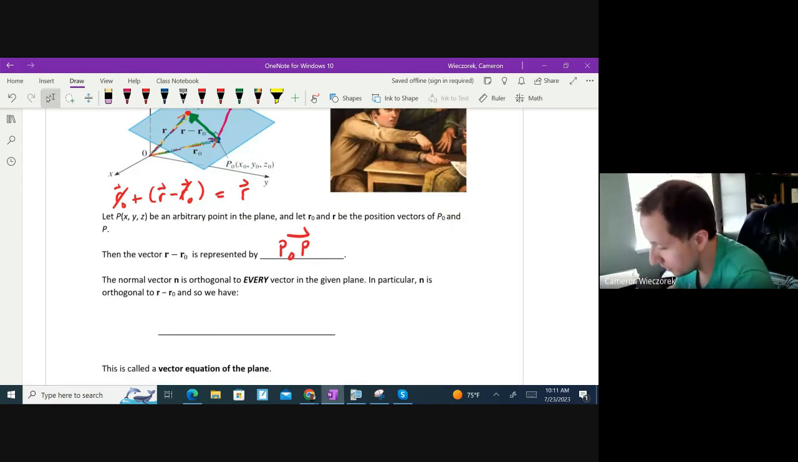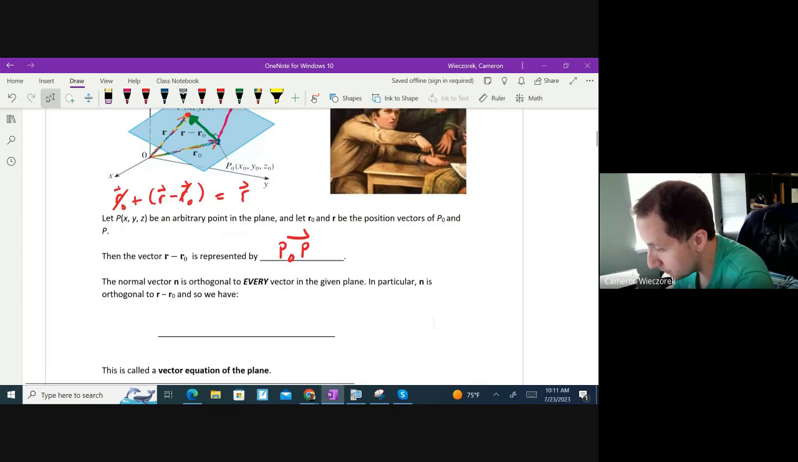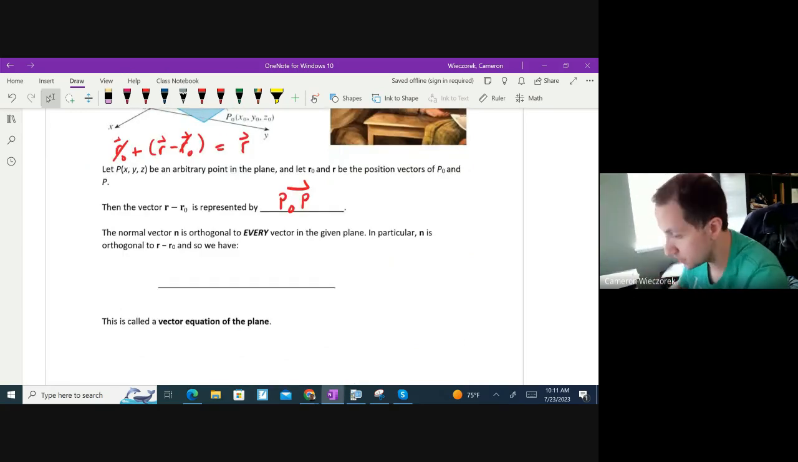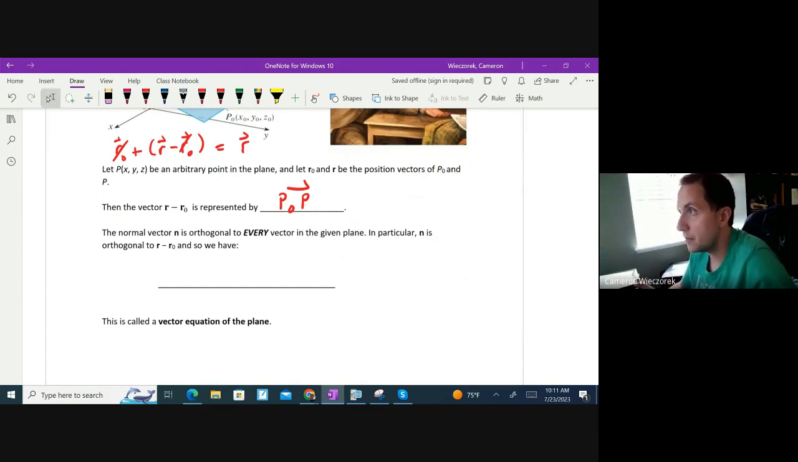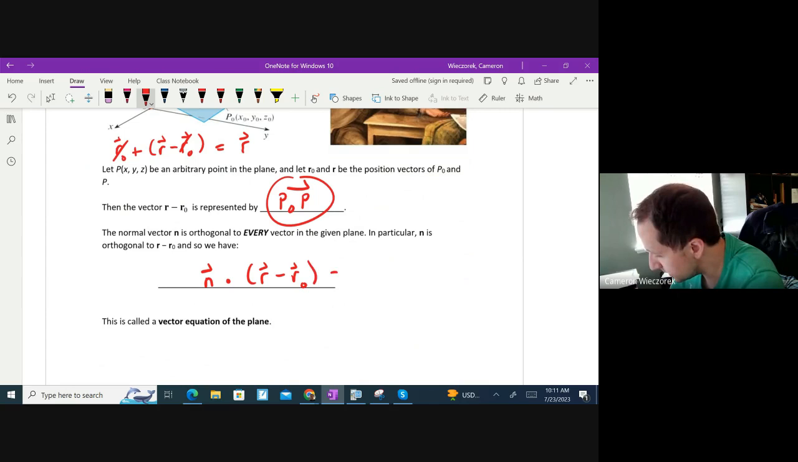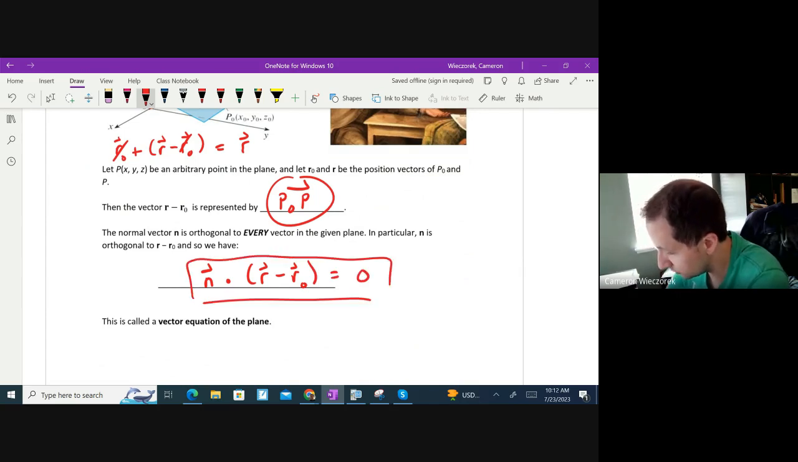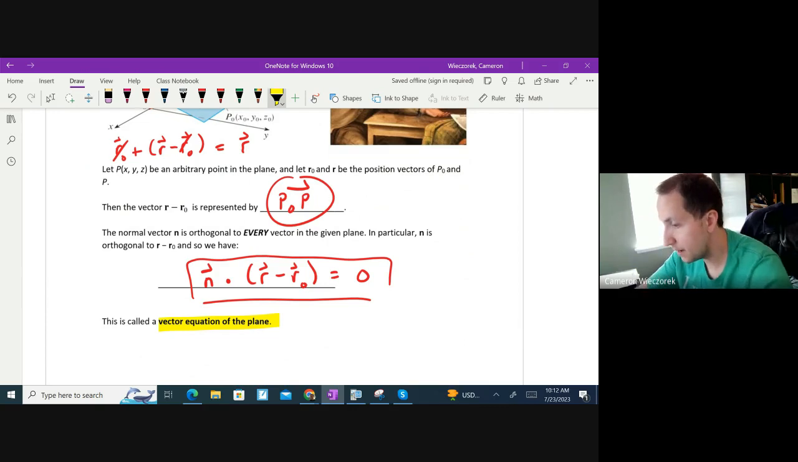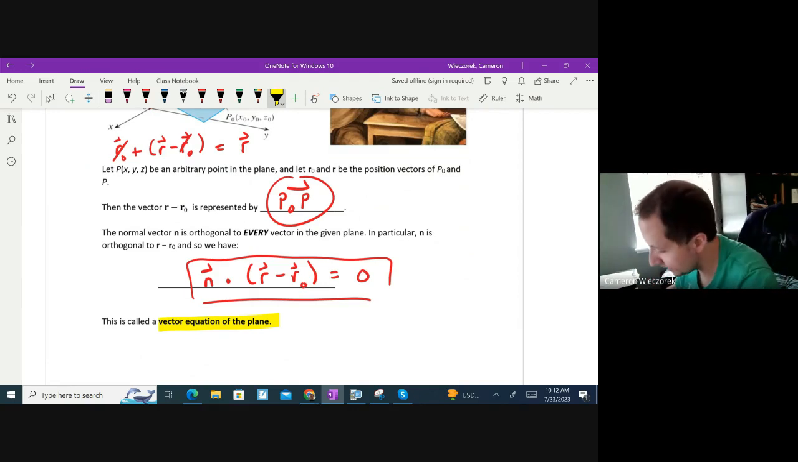So in particular, it's orthogonal to that green vector starting at P naught and ending at P. So it's orthogonal to r minus r naught. And so what do we know about the dot product? Well, if we have two vectors that are orthogonal, their dot product has to equal 0. We saw that in section 12.3. So our vector equation of the plane is the normal vector n dotted with that vector in the plane, r minus r naught, that was P naught P, has to equal 0. This is what we call the vector equation of the plane. And by expanding it, we will get a linear equation, or what we'll call a scalar equation of the plane.